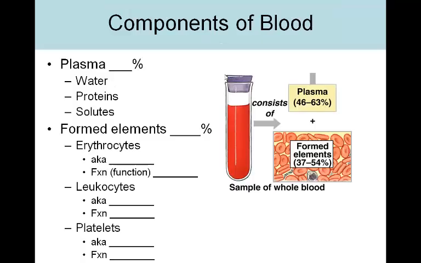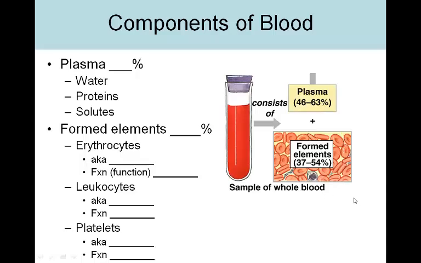Now we're going to talk about the different components of blood. What do we find in blood? Okay. So here you can see we have a tube of blood. And there are 2 major components to blood: blood plasma and then the formed elements of blood. Roughly about 55% of your blood will be plasma, which is mostly water. And then the remaining 45% will be the formed elements.